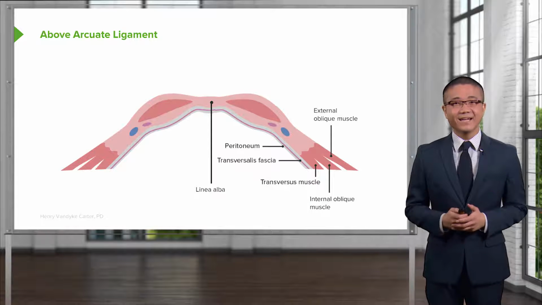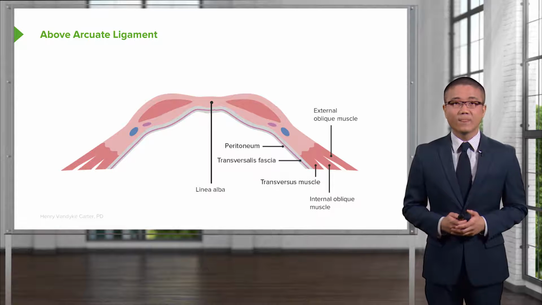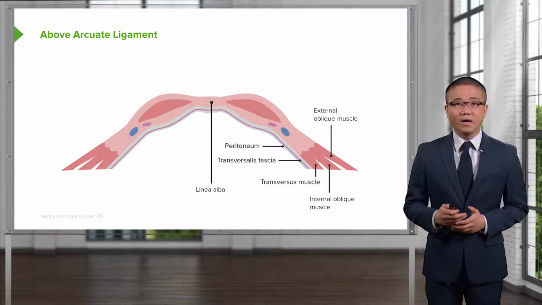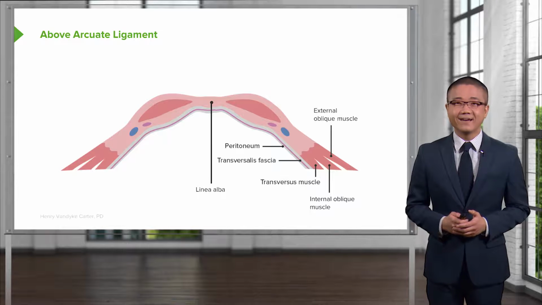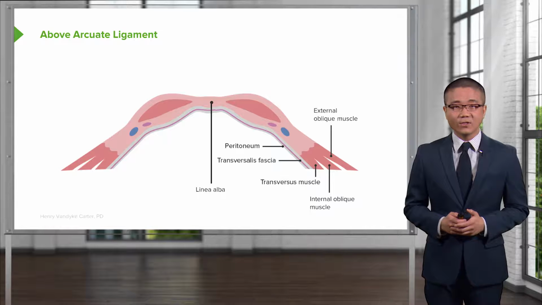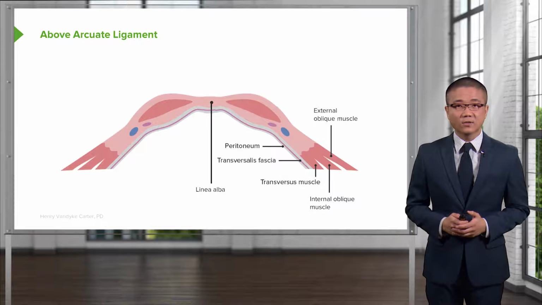This is classic anatomy. Let's go over it really quickly. We divide the abdominal wall layers above or below the arcuate ligament. The arcuate ligament is typically identified by the umbilicus. Above the arcuate ligament, as you know, there are multiple layers of the abdominal wall. There is the aponeuroses of the external oblique, internal oblique, and transversus, underlying transversalis fascia and a peritoneum.